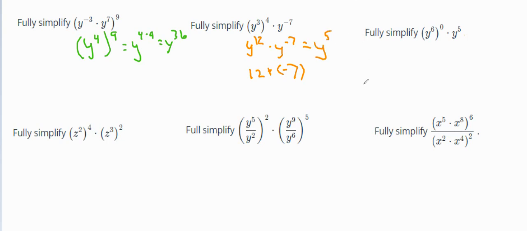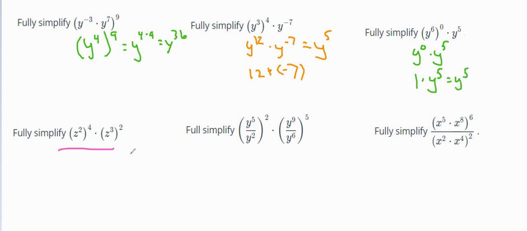For the next question, we have y to the 6th to the 0 power. We do have the option of doing 6 times 0, which is 0. So we have y to the 0 times y to the 5th. Do note that any number to the 0 power, except for 0 to the 0, is going to be equal to 1. So it's really 1 times y to the 5th, which is just y to the 5th power.